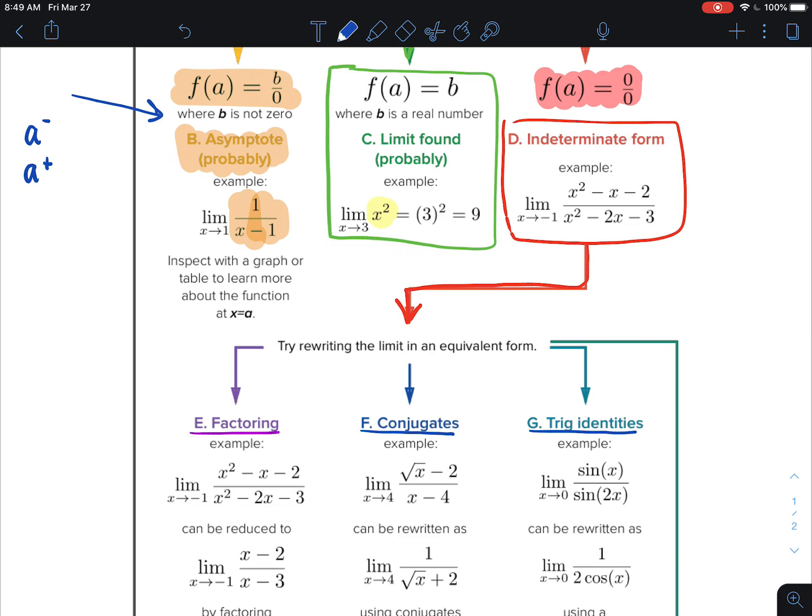Now, having said that, once we realize that it's this behavior, we should know that this answer would be positive or negative infinity. But now we've got to figure out which one it would be. So you're really looking at the signs of plugging in.